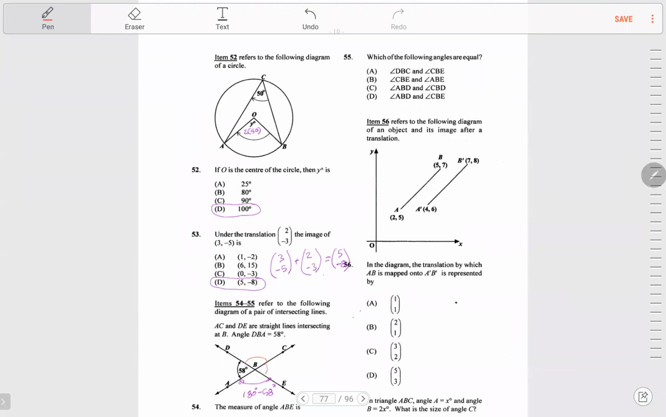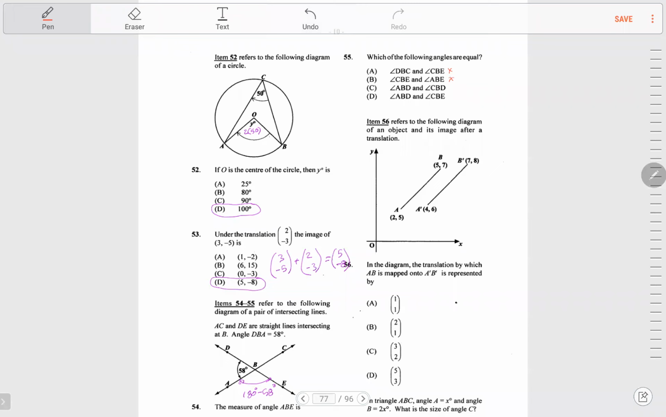No, they're not equal. Those two are not equal, right? So A is out. Next one, angle CBE is this one, and angle ABE is this one. Again, those two are not equal. So this one is out.